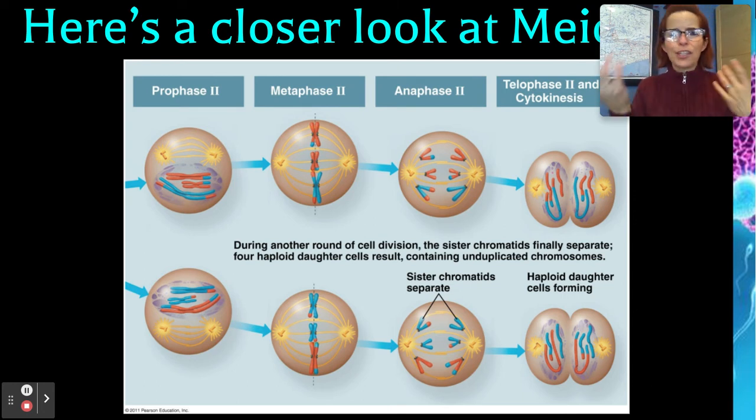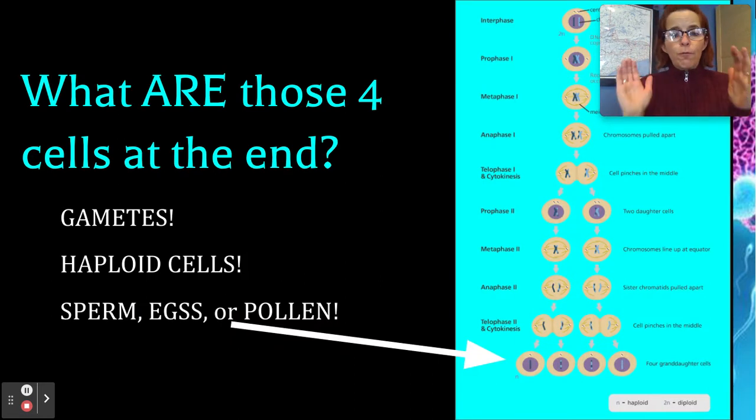So in prophase, the usual things, you start to see the chromosomes. In metaphase, this time they line up single file, just like in mitosis. Why don't they line up with their partners? Because their partner's in the other cell. They can't line up with their partners. So they line up single file. They get ripped apart in anaphase. So now these monovalent chromosomes, or sister chromatids, move to opposite sides of the cell. And then the cell divides. And so now you should end up with 4 gametes. They are haploid cells, and they would be sperm, egg, or pollen.